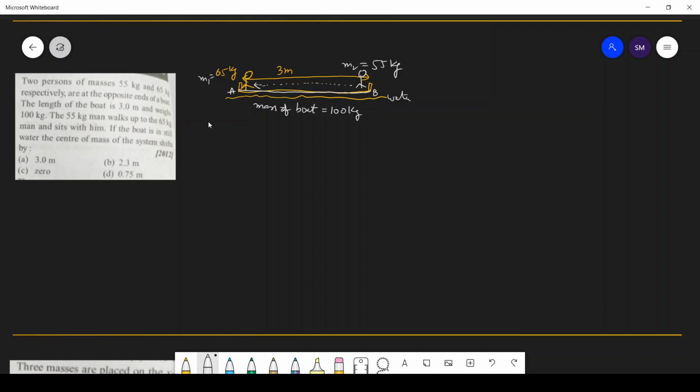So M2 walks from B to A. The question is, if the boat is in still water, the center of mass shifts by how much? So you have to tell. How much is the shift of center of mass? Can you tell me? Can you calculate? What is the answer?